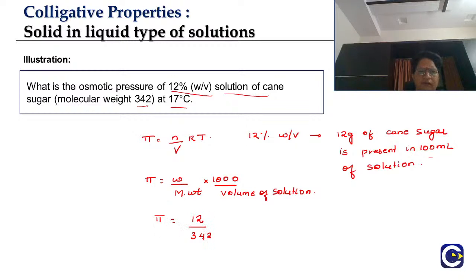When pi is equal to 12 by 342 into 1000 by 100. R வந்து என்ன எடுக்கலாம் 0.0821. Temperature வந்து 273 plus 17 degrees வந்து 290 ஆகும், into 290. Calculate பண்ணி பாருங்க எவ்வளவு வருதுன்னு. Are you still finding it the same way, Maithili?